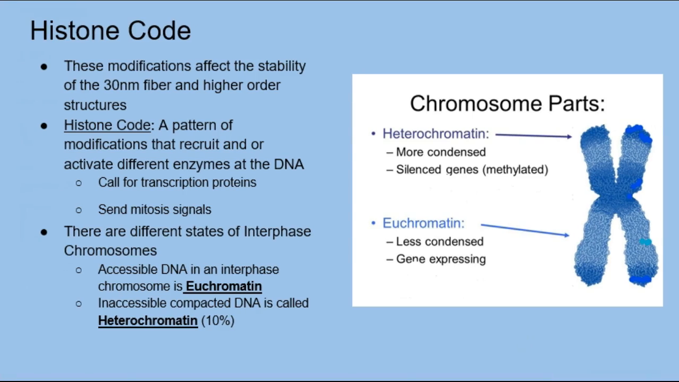The histone code is a pattern of modifications that recruit or activate different enzymes at DNA. So they can call for transcription proteins, or they can send mitosis signals. There are different states of interphase chromosomes. Euchromatin is accessible DNA, so it's less condensed, and it also usually has genes. And heterochromatin is more condensed, more tightly compacted chromatin, and it is not as accessible. So the picture shows an example of this.